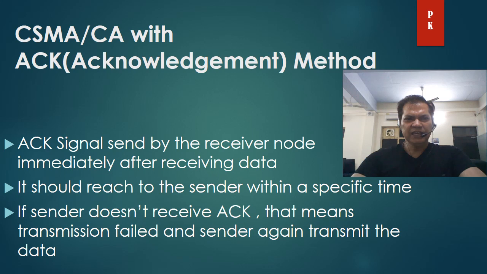Now, in the acknowledgement method that CSMA/CA uses for confirmation of data delivery, an ACK signal is sent by the receiver node immediately after receiving the data. It should reach the sender within a specified time interval that is mentioned in the network rules. If the sender doesn't receive the ACK, it can assume the transmission failed and retransmit the data.